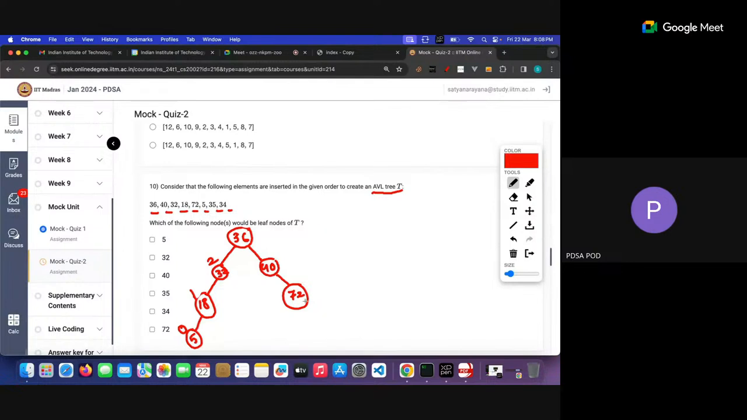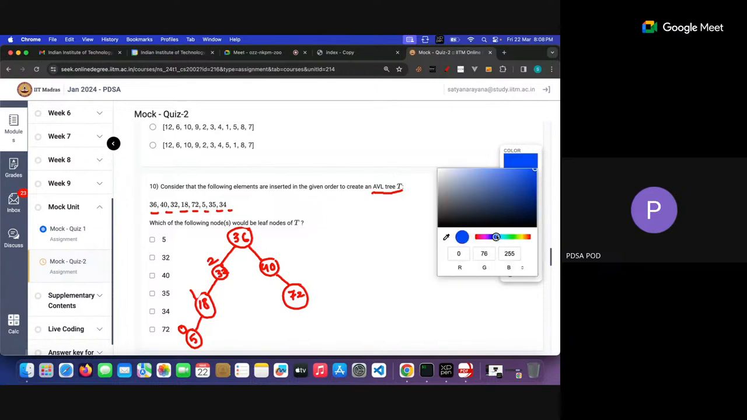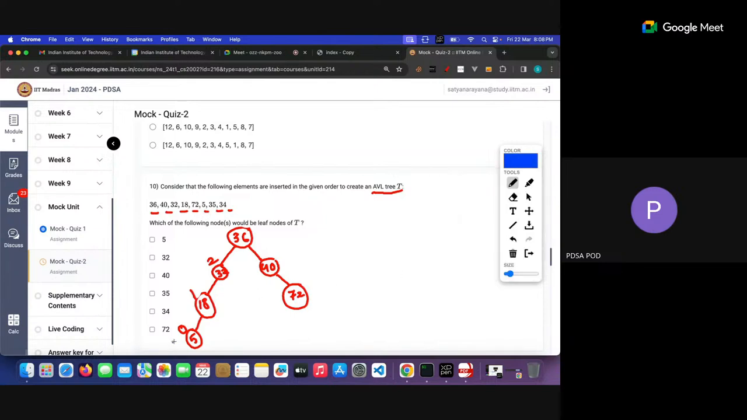We don't worry about it. We'll change this one first. We try to balance after adding this particular node 5. The balancing factor shows the AVL condition is not satisfied. Then we try to rotate it.